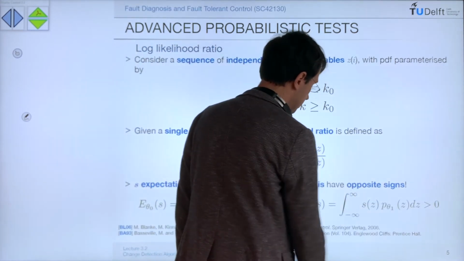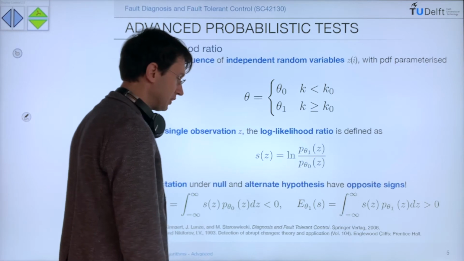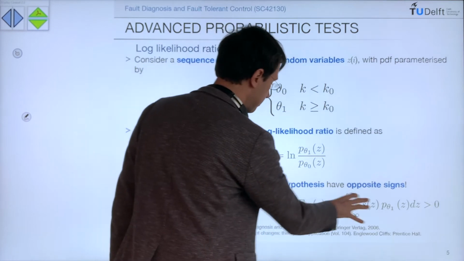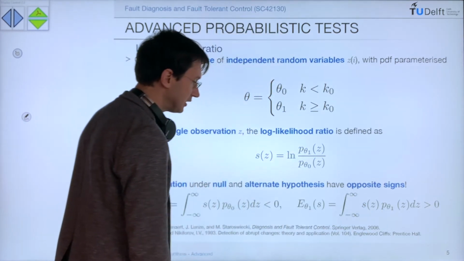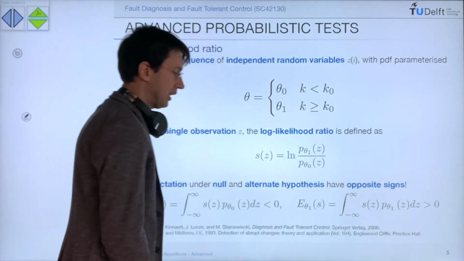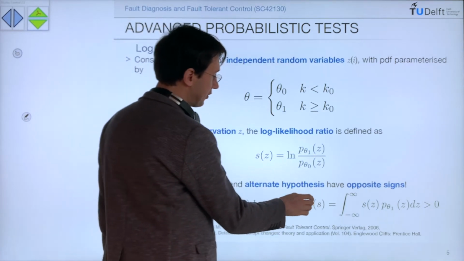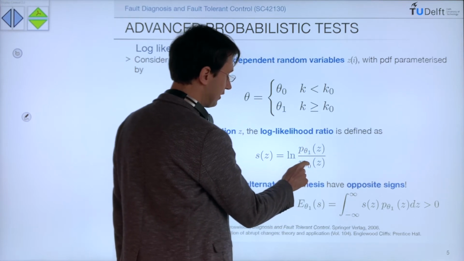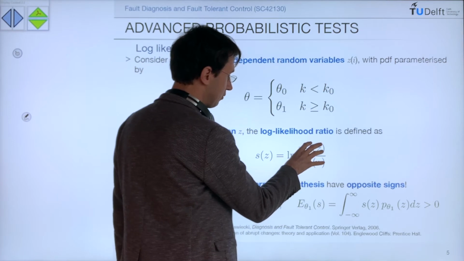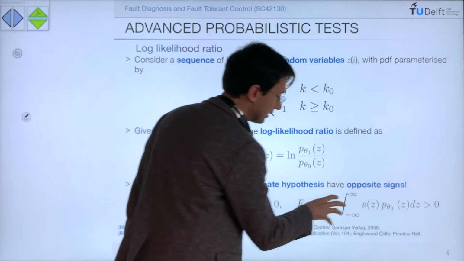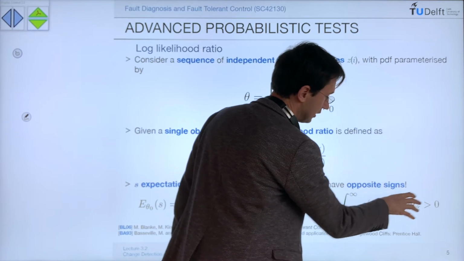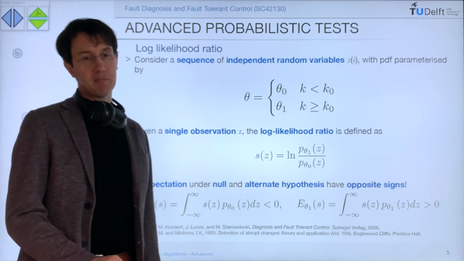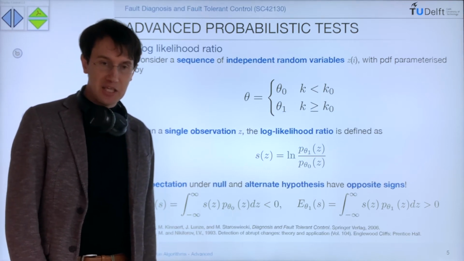And the other way around also holds. So this was under the null hypothesis. If we compute the expectation under the alternative hypothesis, then this is positive, and it is easy to see why. Under the alternative hypothesis, the term at the numerator here is bigger than the term at the denominator. So this is going to be bigger than 1, so the logarithm is positive. And again, we have an integral of only positive quantities, so this is positive.